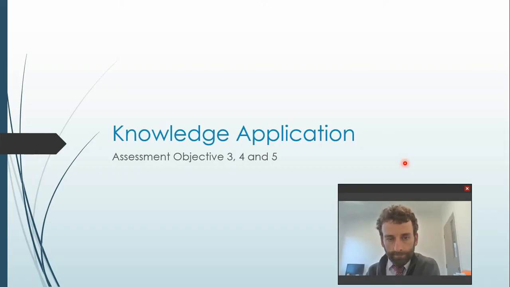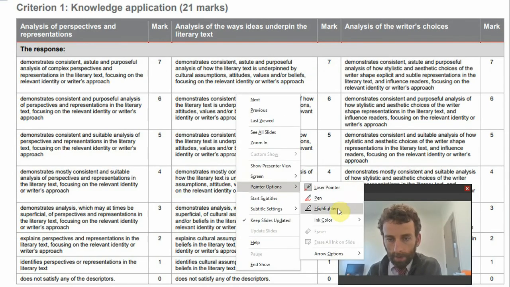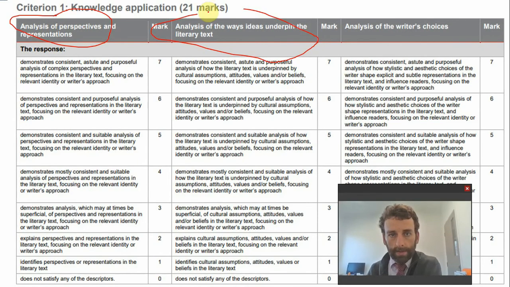First one, knowledge application. This is what the EAMG looks like. In the marking of this, you will receive a grade for each of these three columns. If we look, analysis of perspectives and representations, analysis of the way ideas underpin the literary text, and analysis of the writer's choices. This keyword here, analysis, analysis, analysis. So you will get a mark for here, a mark for here, and a mark for here. Obviously, if you get 7, 7, 7, you're going to get 21 marks, which is what is going for this.